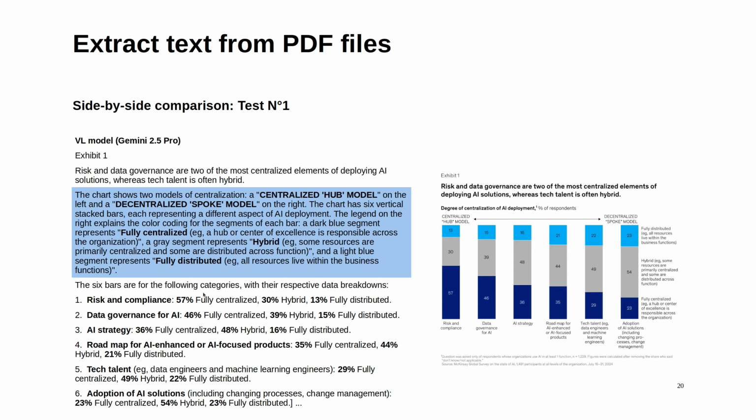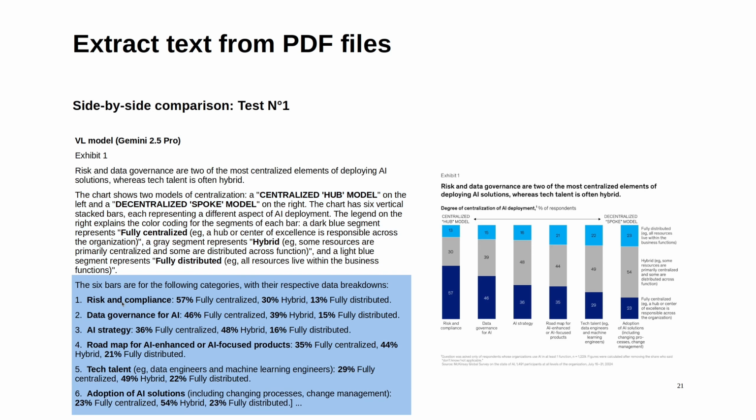And instead of listing the numbers inside the vertical bars, line by line, the model produced meaningful explanation. You can see that, let's take risk and compliance as an example. Here it gave us 57% fully centralized, 30% hybrid, and 13% fully distributed.